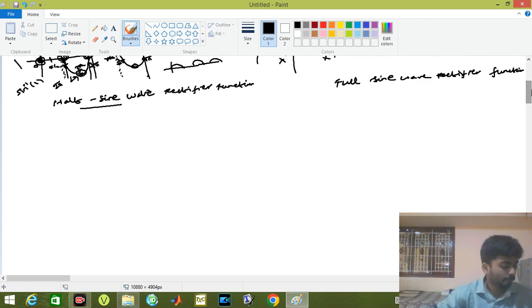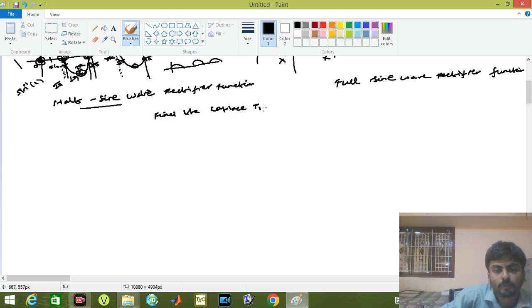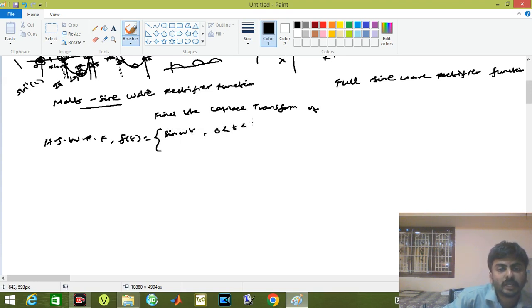Okay, so the problem here is: find the Laplace transform of the half sine wave rectifier function f of t equal to sine omega t for t between 0 and pi by omega, and its value becomes 0 when t lies between pi by omega and 2 pi by omega.